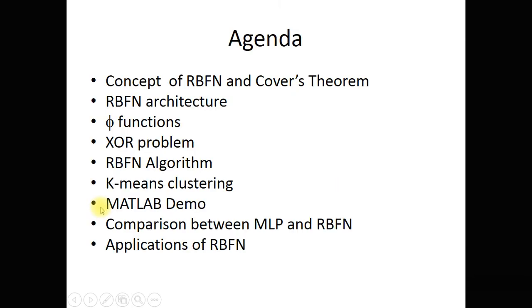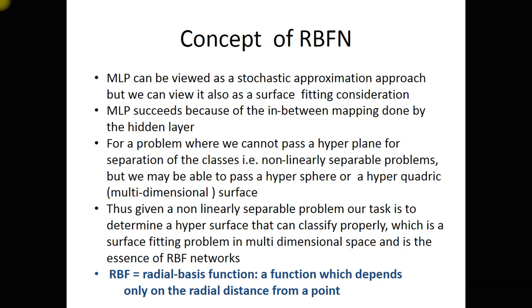What we are going to see today is the concept of RBFN and the basis on which it relies, which is called the Gaussian theorem, the architecture, the discriminant functions, the XOR problem, the solution to the XOR problem using RBFN, the actual RBFN algorithm, K-means clustering, followed by some demo, and finally the comparison and applications of MLP and RBFN. So what is the concept of RBFN?